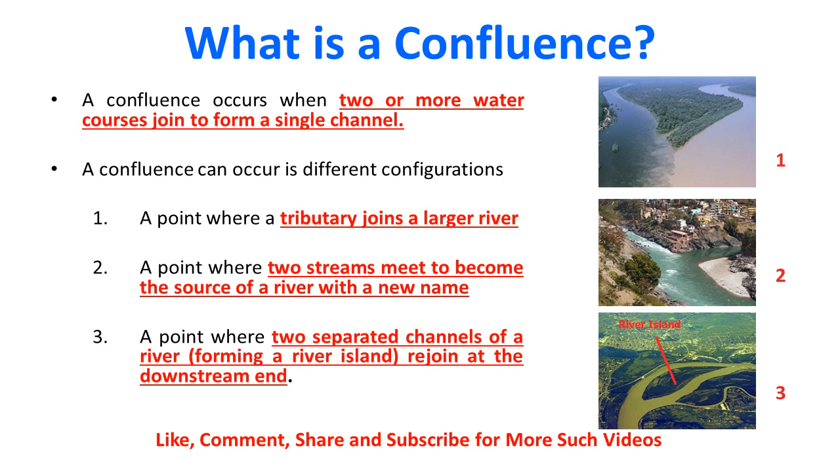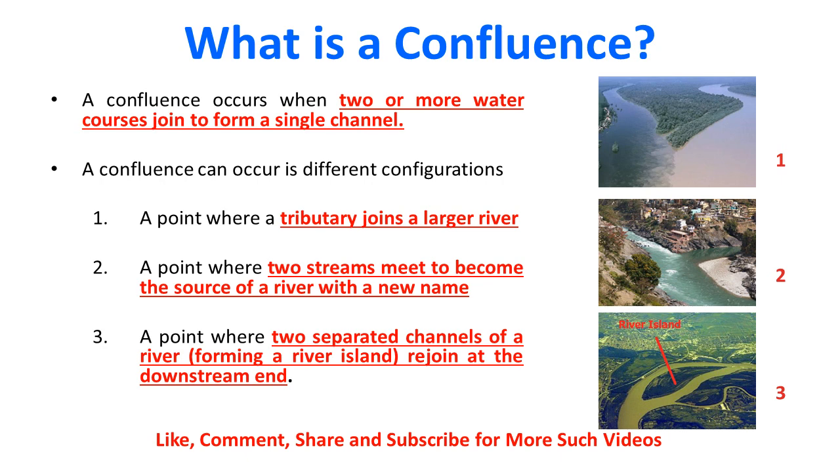Ganga, right? I think I have named this place for the first type, where a tributary joins a larger river, as Devprayag, but it is Prayagraj. This is Prayagraj, right? Where Yamuna joins Ganga, that place is Prayagraj. Where Alaknanda meets Bhagirathi, that is Devprayag.